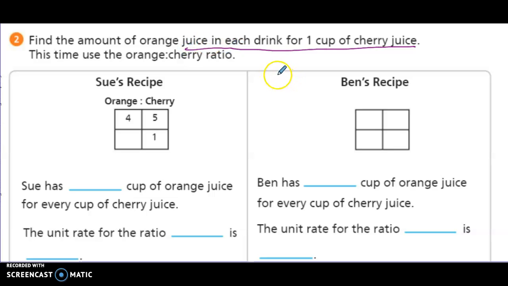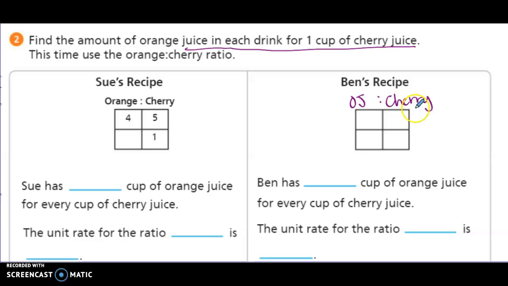A couple of kids that I've been helping with Think Central assignments, you skip over this stuff up here and you go right to the problem. And then the question is, I don't know what I'm supposed to do here. Okay, they're telling you right here, find the amount of orange juice in each drink for 1 cup of cherry juice. A couple of things have been done for us in Sue's recipe, and notice they've been left out in Ben's recipe. So I'm going to follow that lead, and I'm going to label this column orange juice compared to parts cherry juice. It's very important.